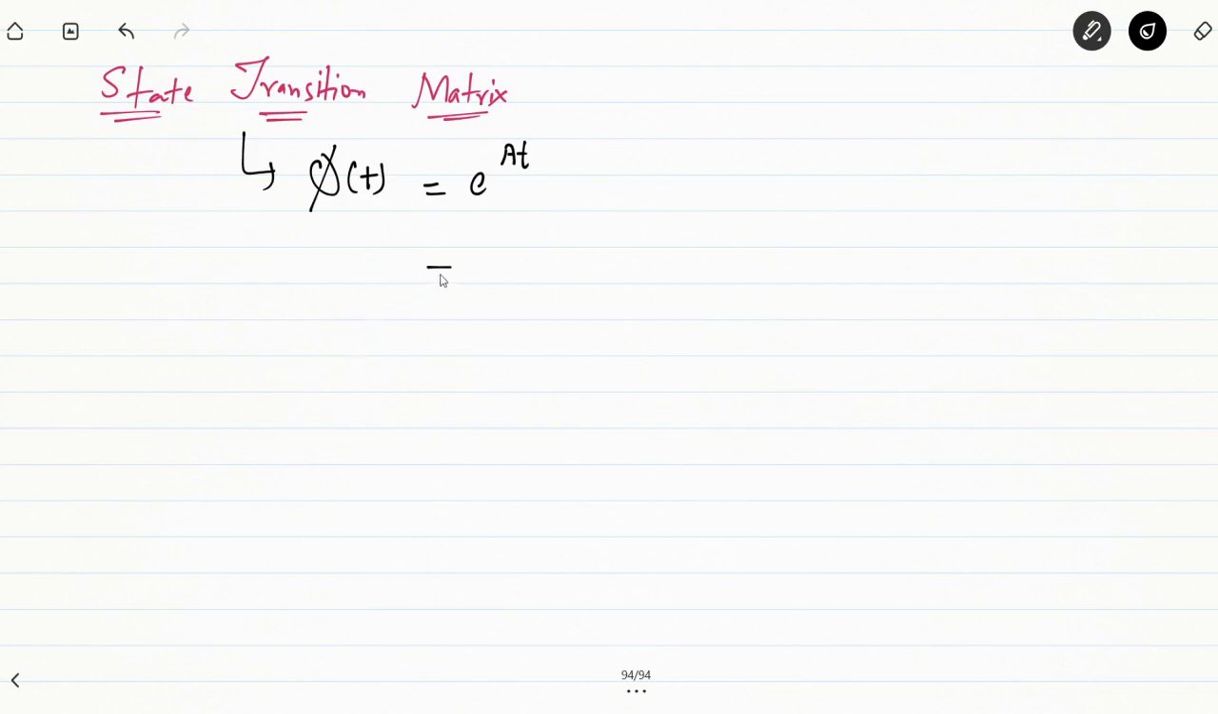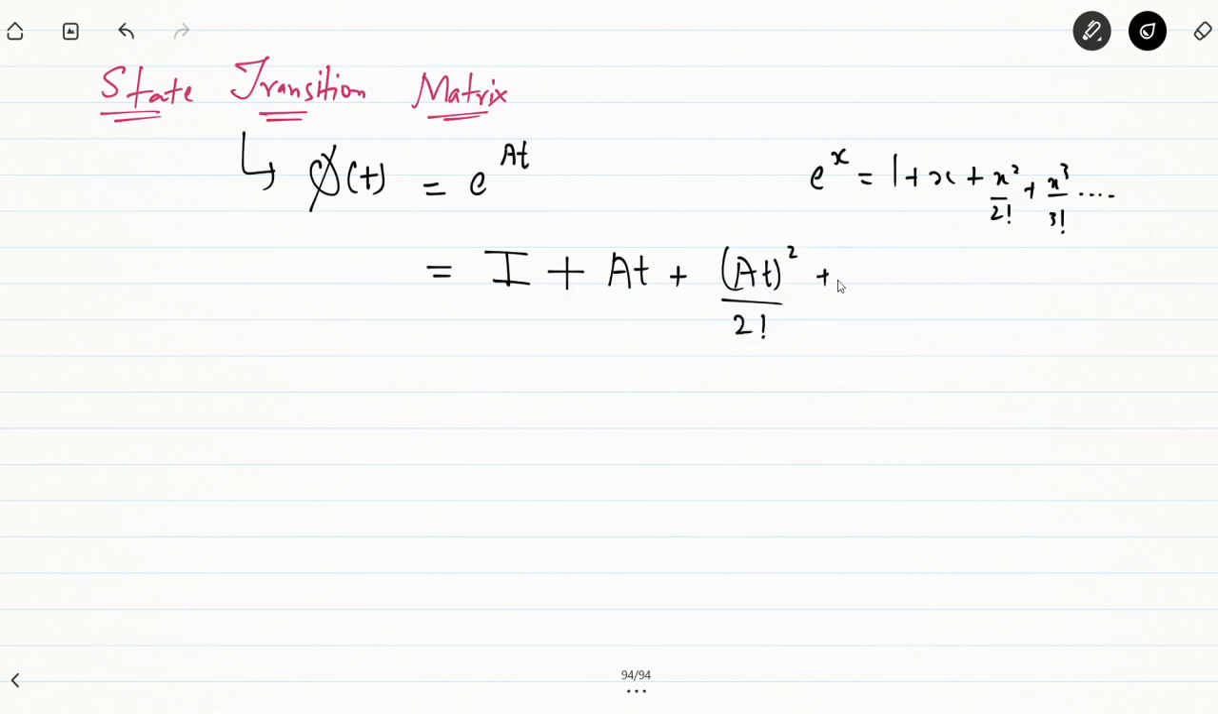If we expand this exponential form, e raised to the power x equals 1 + x + x squared by 2 factorial + x cubed by 3 factorial and so on. Here instead of x we have At, and since this is a matrix exponential, instead of 1 we have I, the identity matrix. So this becomes I + At + A squared t squared divided by 2 factorial + A cubed t cubed divided by 3 factorial and so on.